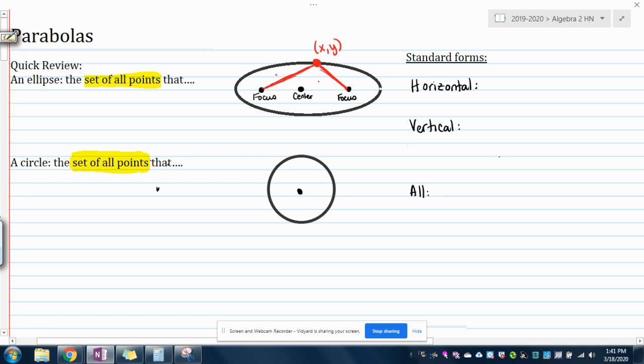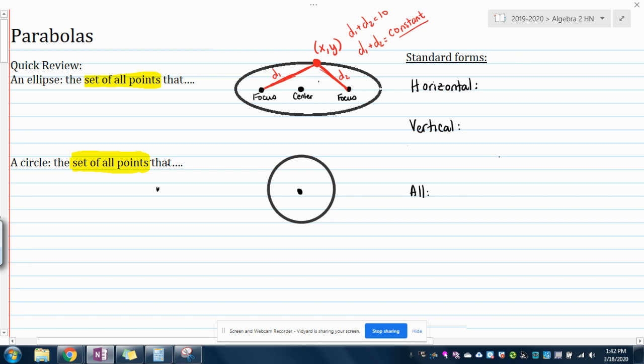And this is distance 1, and this is distance 2. D1 plus D2 is the same number, is constant. So if D1 plus D2 is equal to 10, then the entire time, if I move it this way or this way, it will always be equal to 10. If it's 20, it will always be equal to 20, okay? So let's go over what a circle is.